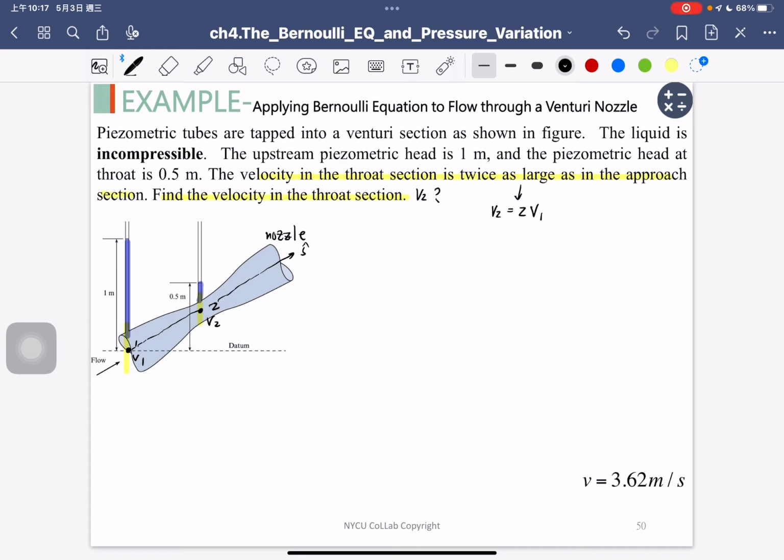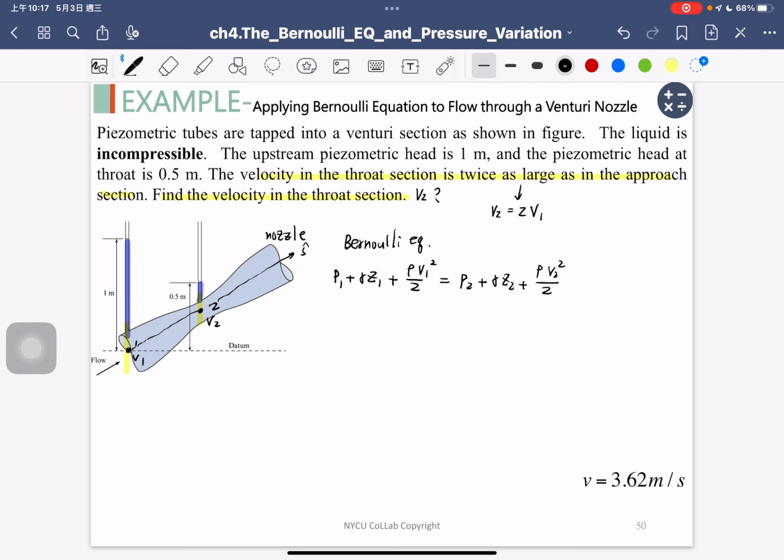So can we compute the velocity V2? Yes, we can. First we apply the Bernoulli equation. So we have the Bernoulli equation: P1 plus gamma Z1 plus rho V1 squared over 2 equals P2 plus gamma Z2 plus rho V2 squared over 2.